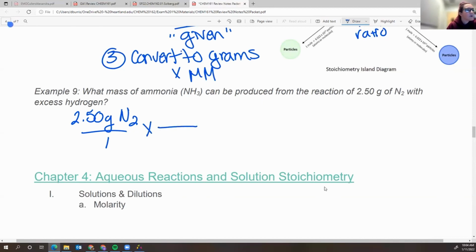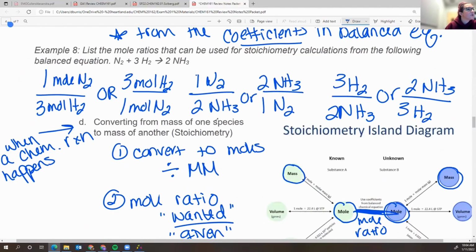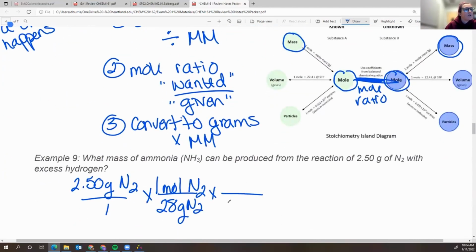First step, convert to moles. I know that N2 has a mass of 28 grams per mole. Nitrogen is 14, so N2 would be 28. Now I'm in moles of N2. My next step is the mole ratio, which always gets pulled from my balanced equation. I want to do my wanted over my given. If I started with N2, that means my N2 moles is going to be at the bottom. The question is asking for ammonia, NH3, so NH3 is going to be on top. My wanted thing over my given thing.